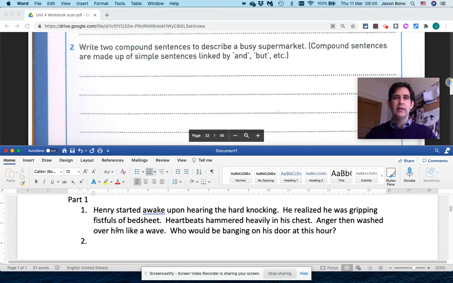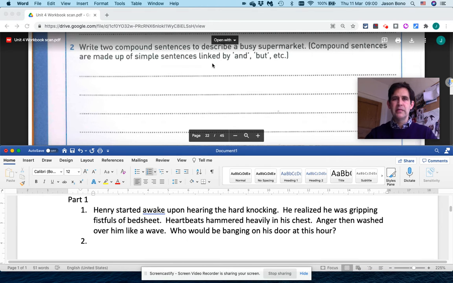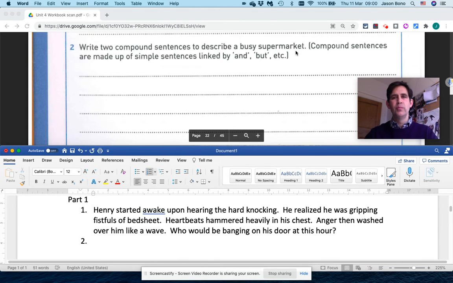And I'll go on here and say, okay, two compound sentences to describe a busy supermarket. Now my first thought is, I've recently been in Marks and Spencer, and I'm going to use a specific experience of my own to help give me details that will make this sentence come to life a little more. If I'm not thinking about a specific experience of my own, then my details will not be there to the same degree, probably. So, busy supermarket.